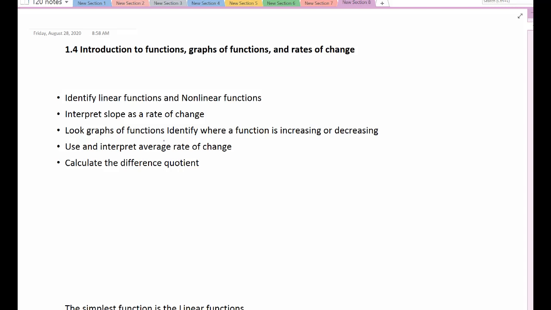and prepare. So we're going to look at functions some more, graphs of functions, and then rates of change and average rates of change. So we're going to identify linear functions and nonlinear functions. Look at slope as a rate of change, look at the graph of functions, identify increasing, decreasing, find average rate of change, interpret average rate of change, calculate the difference quotient. So there's a lot in here.